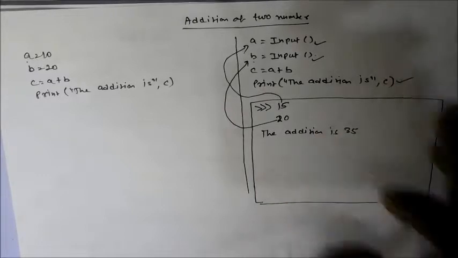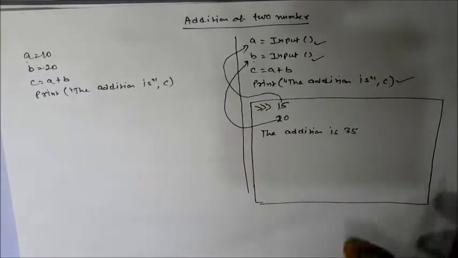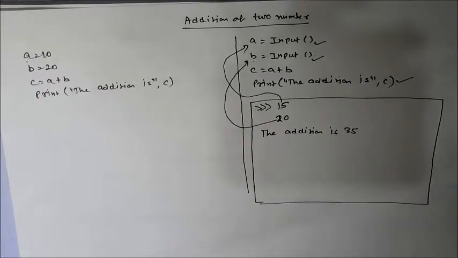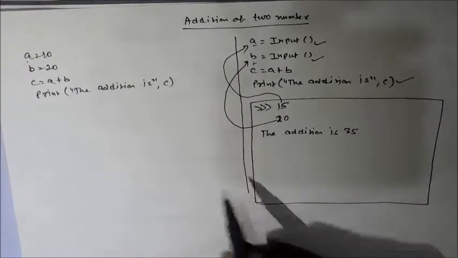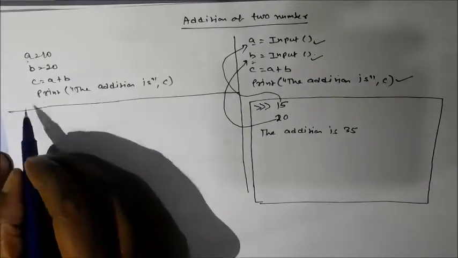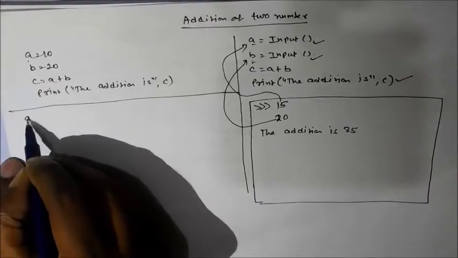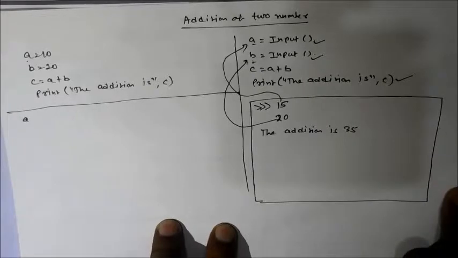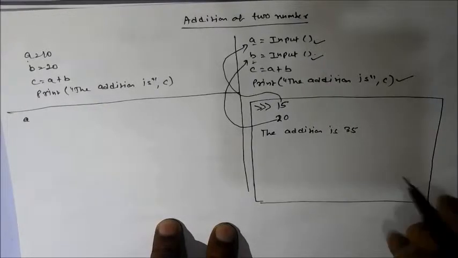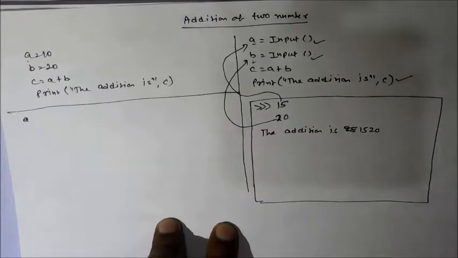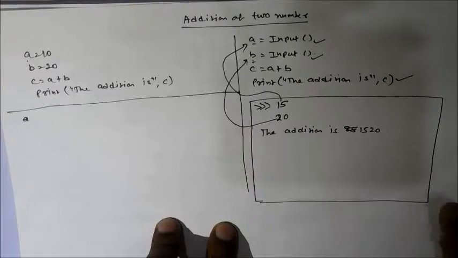So now you understood what the input does. The input statement waits until the user enters a value, and when the user enters a value, the value is assigned to the respective variable. I will modify this program a little bit. Okay, one more thing I would like to discuss here. When you run this program, you will not get 35. You will get the result 1520.